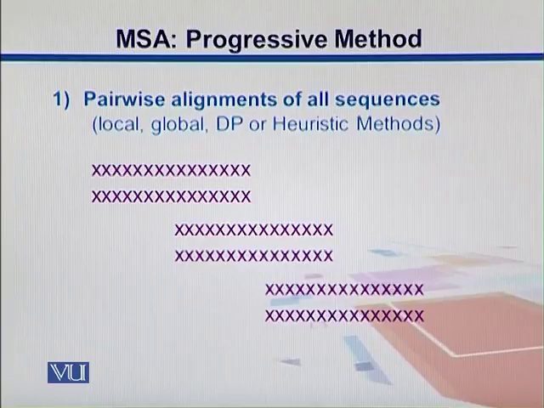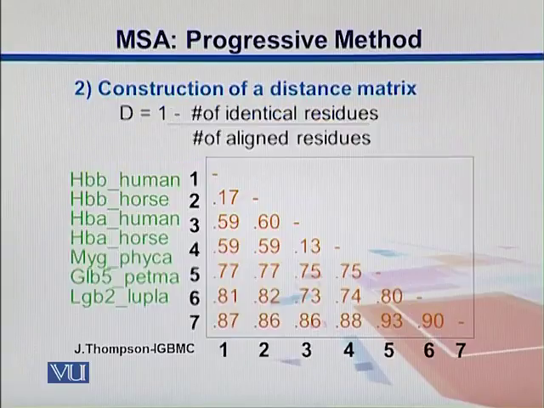We can go with dynamic programming approaches, where we take the whole problem and break it into subproblems, or alternatively we can go with heuristic methods. With any method you can come up with pairwise alignments. So we get these pairs. For example, in this slide there is a distance matrix. Distance is calculated as 1 minus the number of identical residues divided by the number of overall aligned residues, or the total residues present in this alignment.